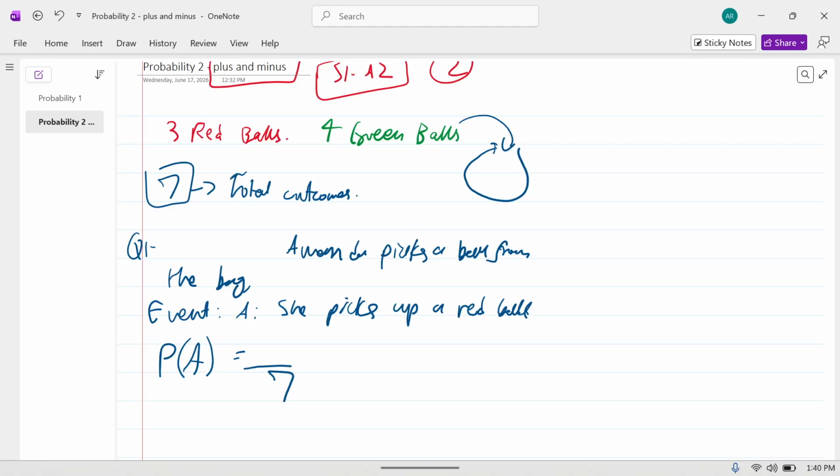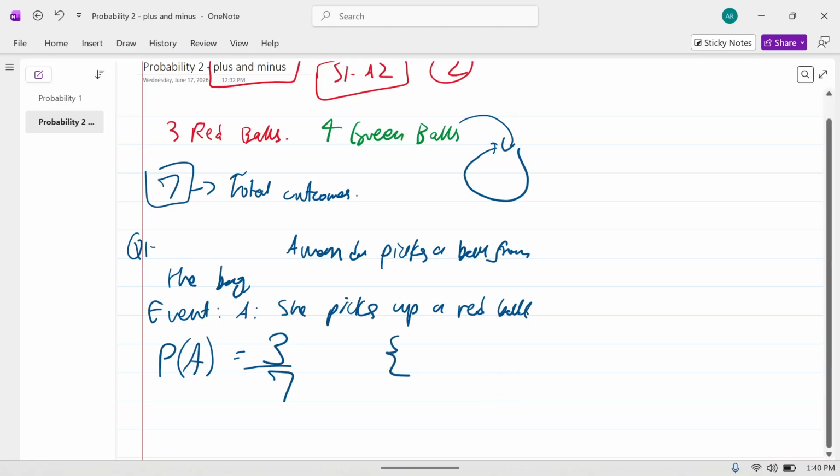Now we need to find the probability that the moment she puts her hand inside the bag, she takes out a red ball. The total outcomes are seven. We wrote that in the denominator. The red balls, how many red balls are there? Three. So we're just going to write three in the numerator. The reason being this is the number of favorable outcomes, right? Just like we did in the case of a dice, right?